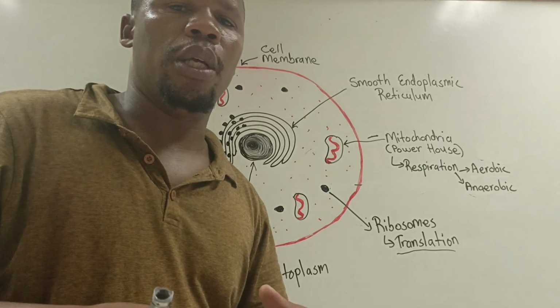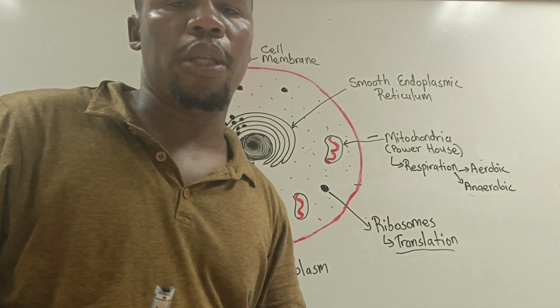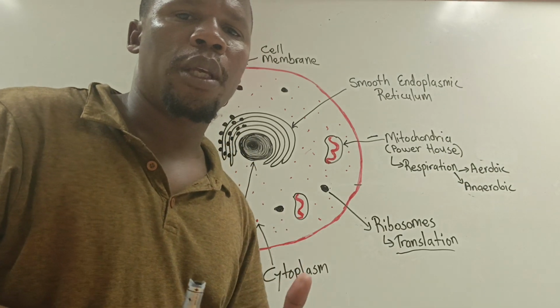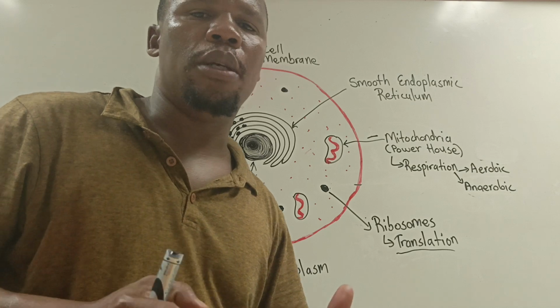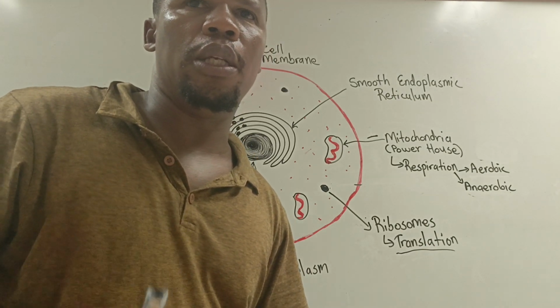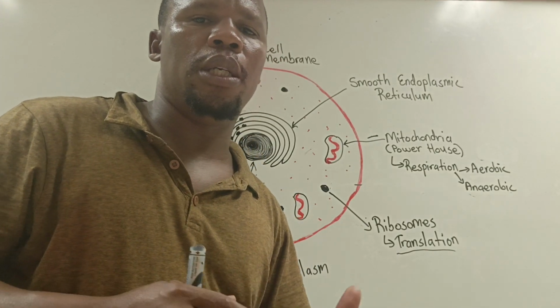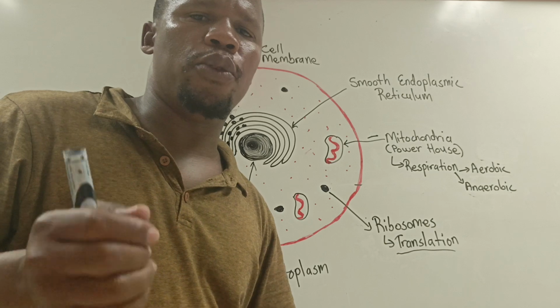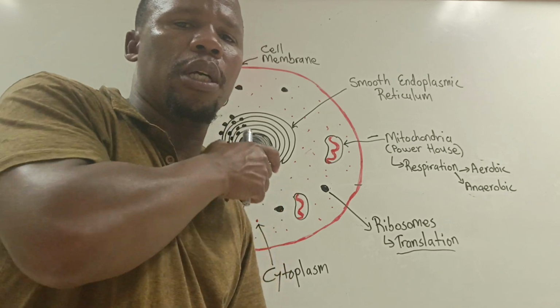Energy within the mitochondria is produced in the form of ATP. So, learners, in the exam they are going to ask you, what is the energy currency of the cell? It's ATP. So energy inside the cell is produced in the form of ATP. That's the energy currency of the cell.